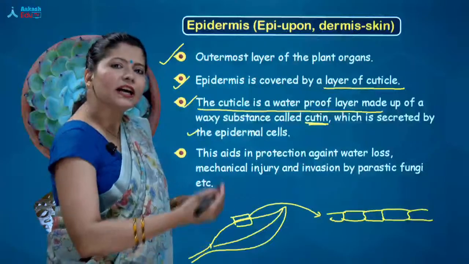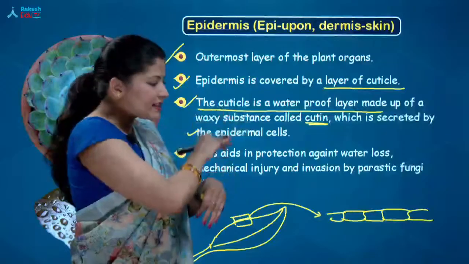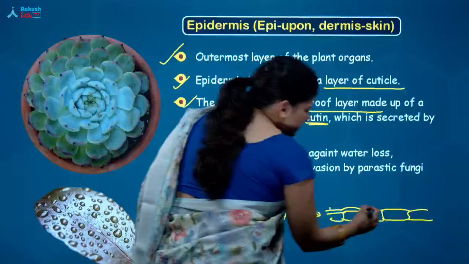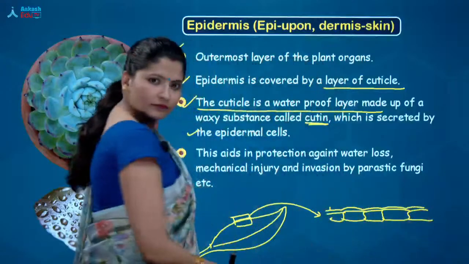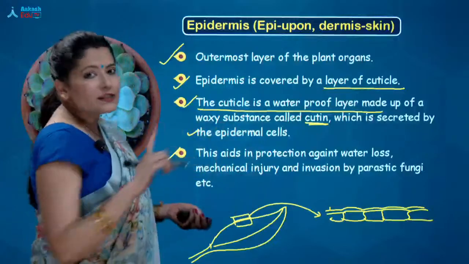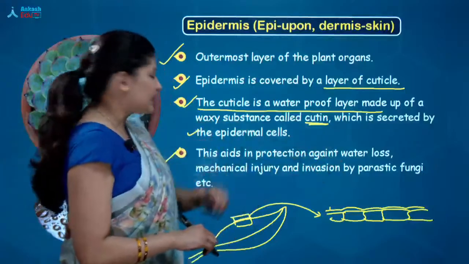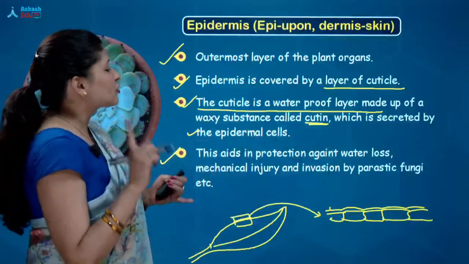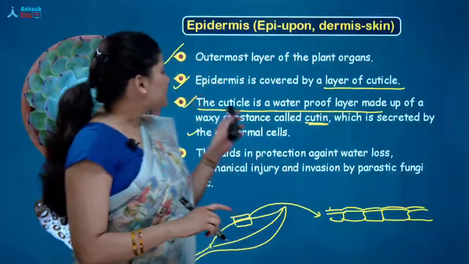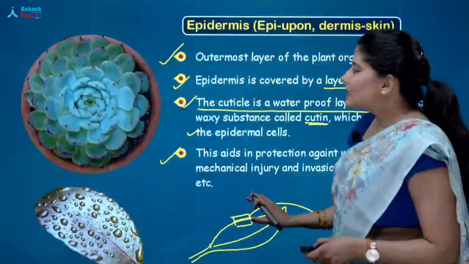Cutin को secrete कौन करेगा? Epidermal cells itself. एपिडर्मल सेल्स क्या करेंगे? क्यूटिन सिक्रीट करेंगे, एंड दिस क्यूटिन क्या करेगा? पूरी एपिडर्मिस को कवर करेगा लाइक दिस, एंड ये क्या बनाएगा? क्यूटिकल. आई होप सो चीजें समझ आ गई होंगी. This aids in protection against water loss, mechanical injury and invasion by parasitic fungi. तो वो invasion of parasitic fungi से बचाता है, water loss से भी protect करता है. So these are the basic characteristic features of the epidermal cells.